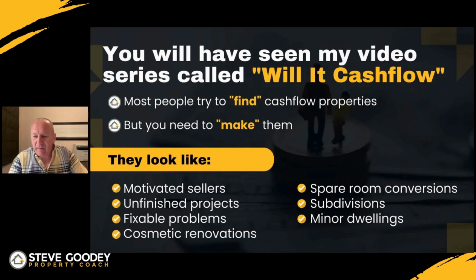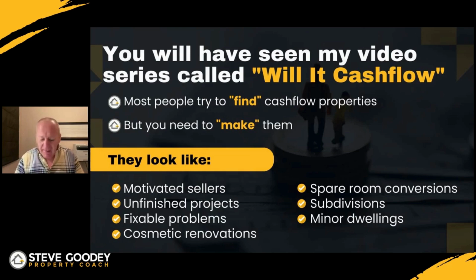I reckon that'll be $140,000, something like that. The GV is 700 or something. So they're motivated sellers. They're unfinished projects. These are houses that have been stripped out and nobody's been able to finish them. And just fixable problems like cosmetically distressed stuff that's ugly, cosmetic renovations, to a heap of spare room conversions.